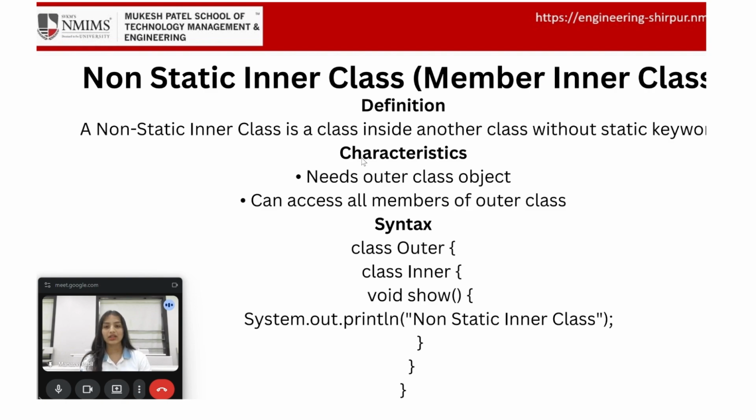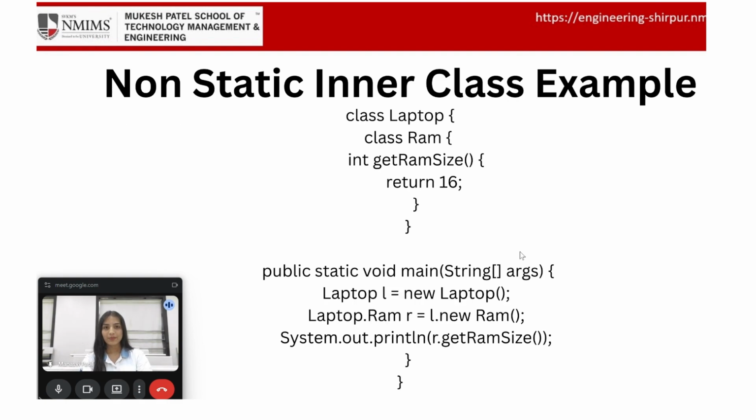The biggest advantage of non-static inner class is that they can access all members of the outer class, including private variables and methods. Because of this property, member inner classes are useful when the inner class needs to work closely with the outer class data. Here we have an example for non-static inner classes.